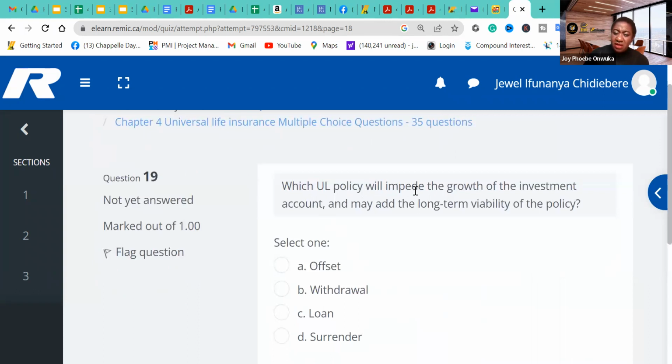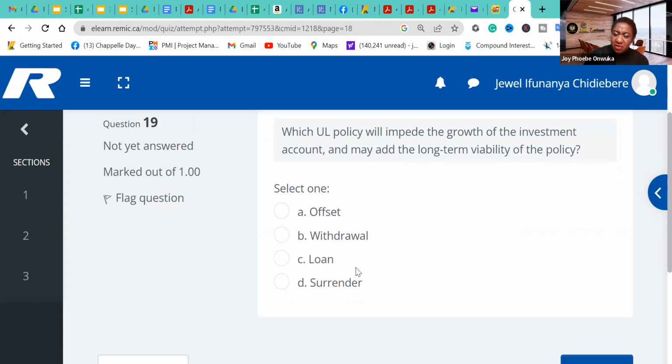Which UL policy will impede the growth of the investment account and may add to the long-term viability of the policy? Offset, withdrawal, loan, or surrender? I think it's withdrawal. Okay.